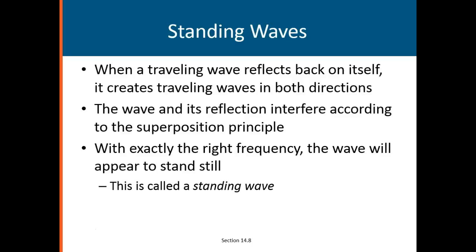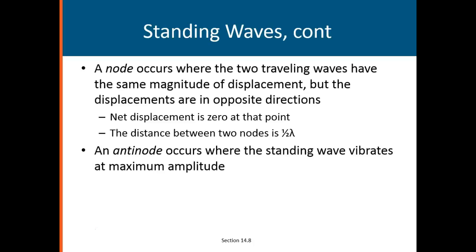Now, let's see if they can possibly get a figure here. Not yet, okay? A node occurs where the two traveling waves have the same magnitude of displacement, but displacement in opposite directions, so that adds to zero. The net displacement is zero at that point, and if this one's always the same as this one, and they're adding, no matter whether they're here or here or here, it's always going to be zero. Even though the waves are moving, at that point, it's always zero. The distance between two nodes is 1/2 of lambda.